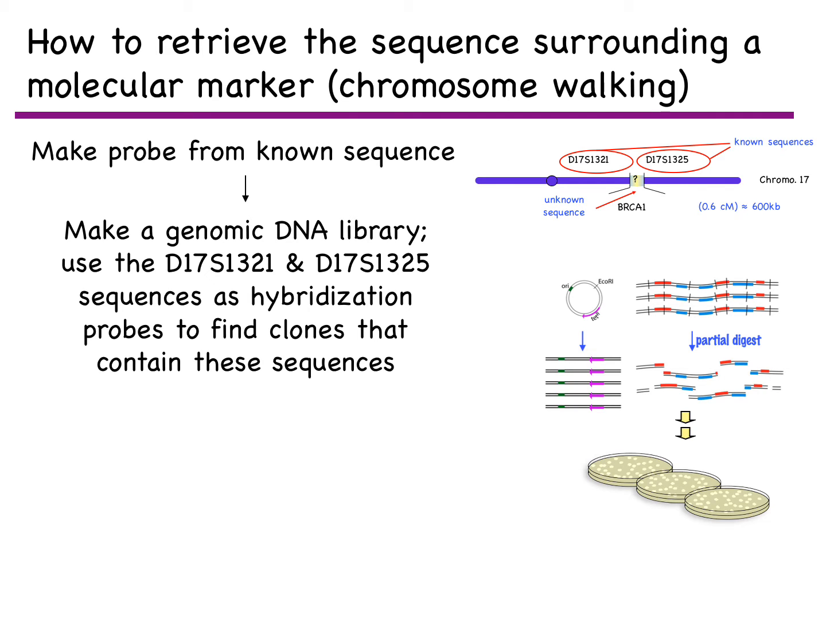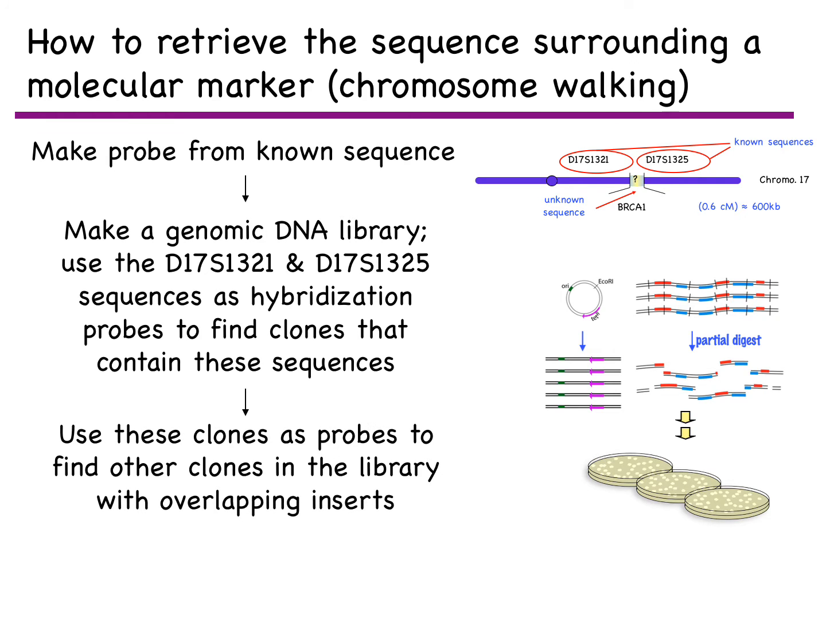Then you make these probes radioactive, and you use them as hybridization probes to screen clones in the library to figure out which clones have sequences that are complementary to the probe sequences you're using. Once you identify some DNA clones from the library, you make those new DNA clones radioactive and use them to screen the library again. Basically, you progressively find overlapping inserts so you can identify larger and larger chunks of DNA in the region, and you just repeat this process over and over again.